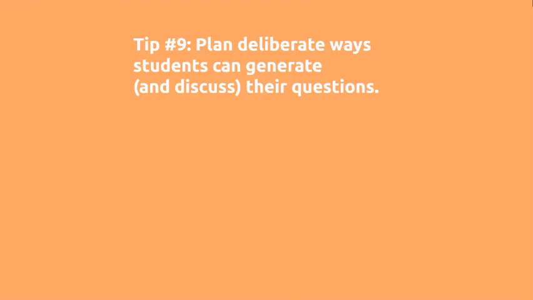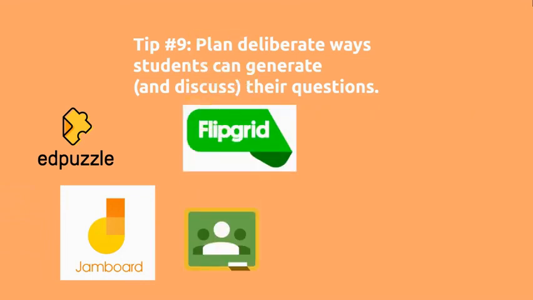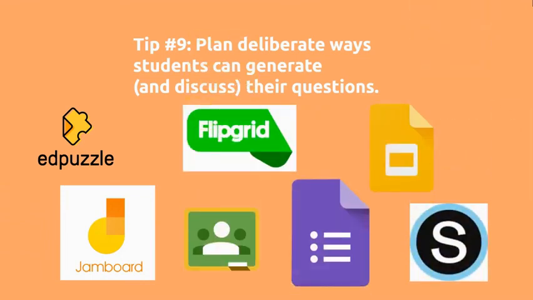Tip number 9, plan deliberate ways students can generate and discuss their questions. As students view a video in Edpuzzle, they can both answer questions and ask questions they are wondering about. Using Google Jamboard, a digital whiteboard, small groups can collaborate on their questions. As students discuss a topic in Flipgrid, they can use sticky notes. You can also use Google Forms and slides to encourage student questioning. Links to tutorials on all of these tools and platforms can be found in the resources section of this folder.